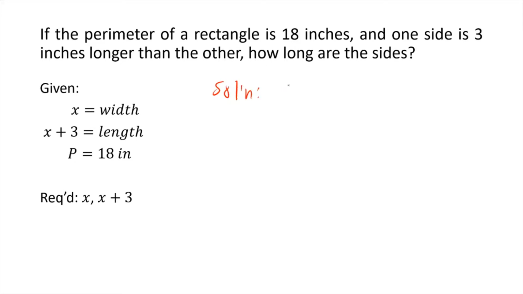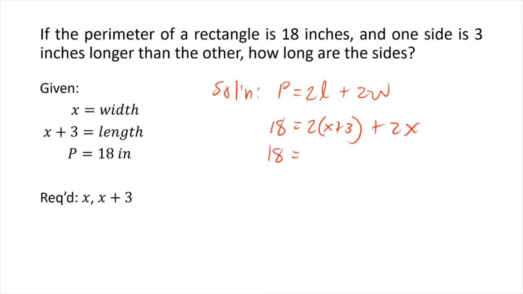So we'll use the formula for the perimeter of a rectangle. It's just the sum of the measure of all the sides. So we have twice the length plus twice the width, where the perimeter is equal to 18 inches, then the length is x plus 3, and then the width is just x. So let's solve for x.